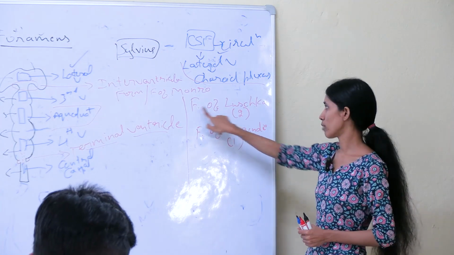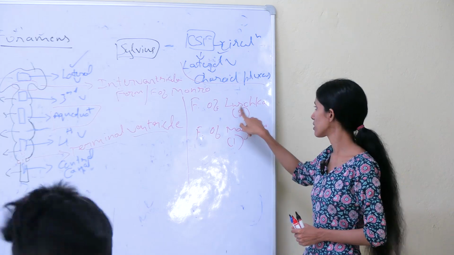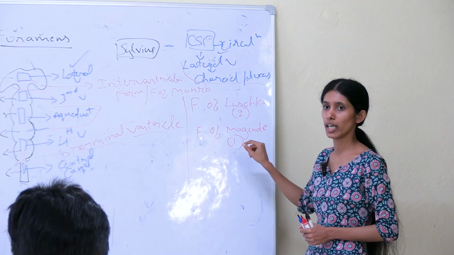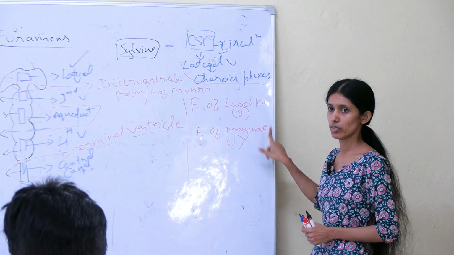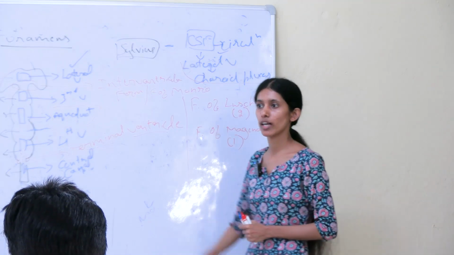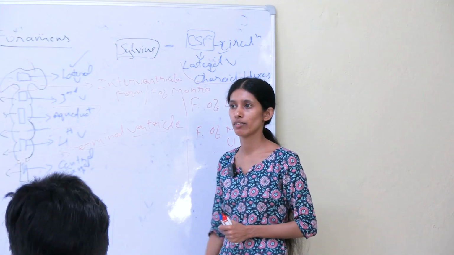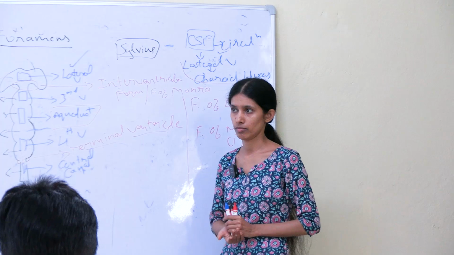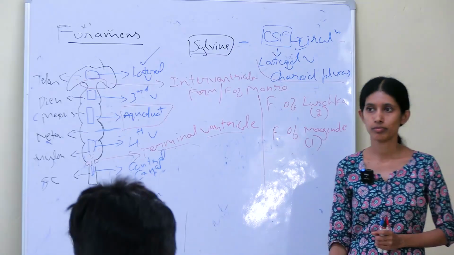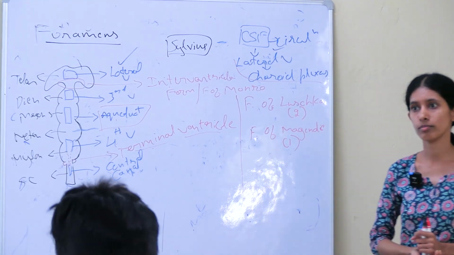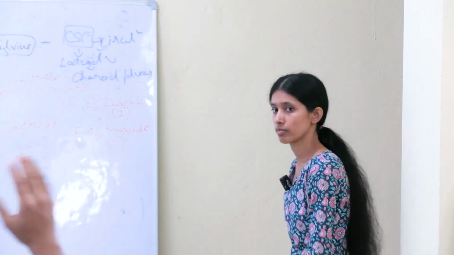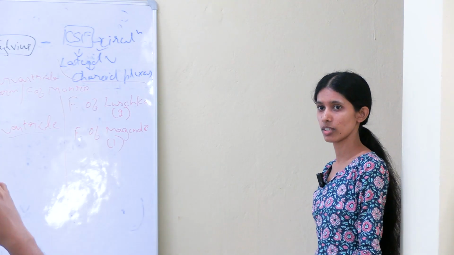This one. Foramen of Luschka, Luschka. It is 2 in number, and foramen of Magendie, Magendie. It is 1 in number. Any doubts in the foramen? This completes your development of the ventricular system. All the ventricles along with the foramens detail you should be aware of. Any doubts in this? No doubts. Okay. I'll give the notes. It will be there in the PPT.